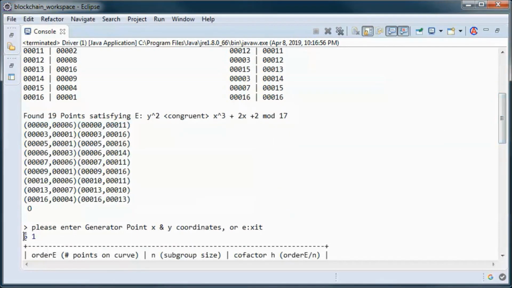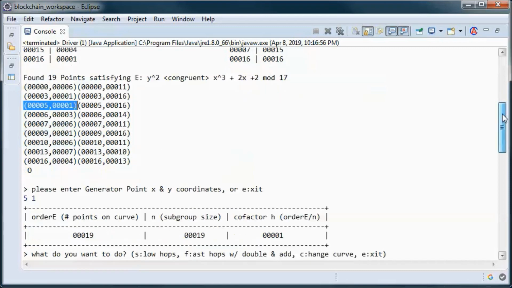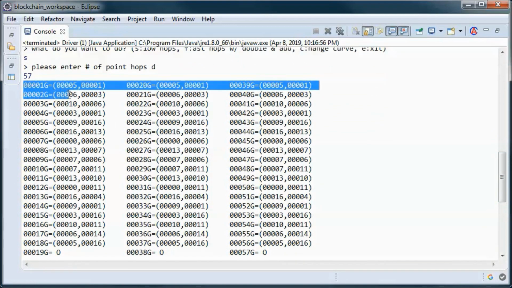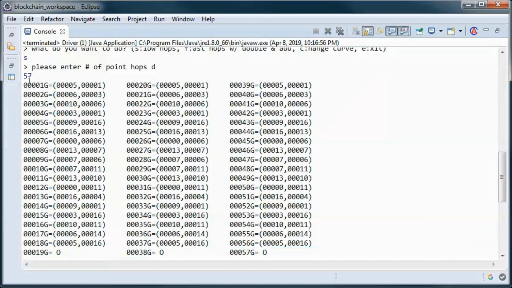And we picked this point, 5, 1, and it ended up generating the entire group 3 times. So each column is the entire group being generated. So we did 57 hops, and we can see the cyclic behavior here. So 5, 1 is repeated here, and 6, 3 is repeated here, etc.